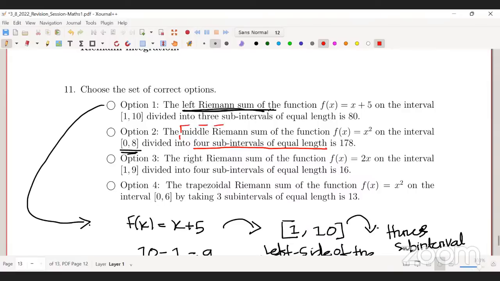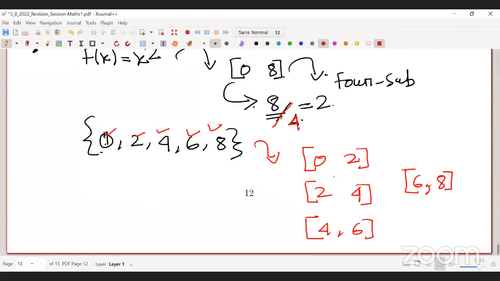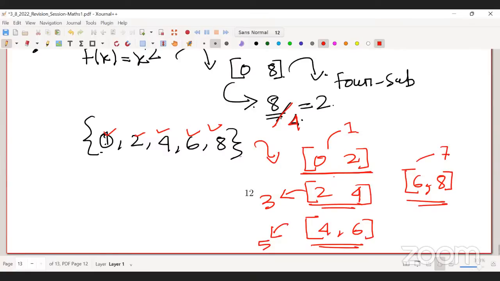So for the middle Riemann sum, what will be the value of the function? Which value of the function do we have to take? The middle point of the interval. Yes, the middle point of the intervals. So the middle point of this interval is 1, the middle point of this interval is 3, the middle point of this interval is 5, and the middle point of this interval is 7, right?